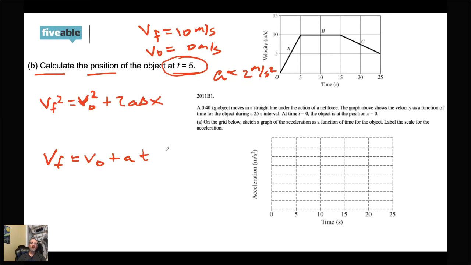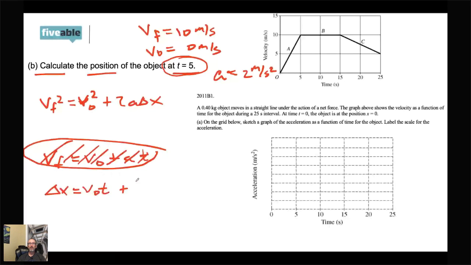Notice though that this one does not give you the change in position. So you can't do it that way. However, you could use our equation delta x is equal to the original velocity times time plus 1/2 a t squared. So either way you do it, you're going to get exactly the same answer.